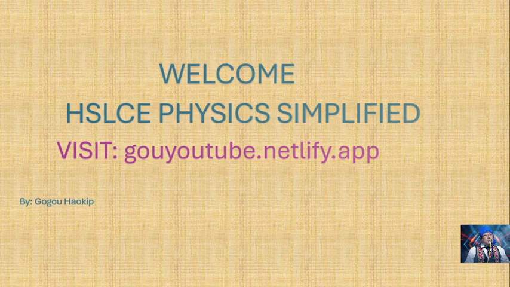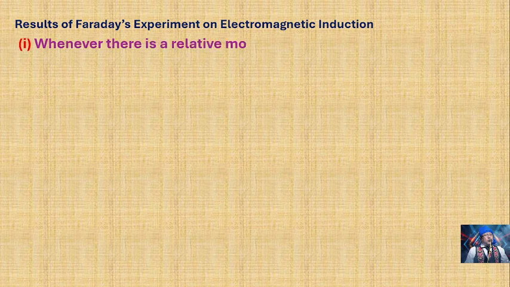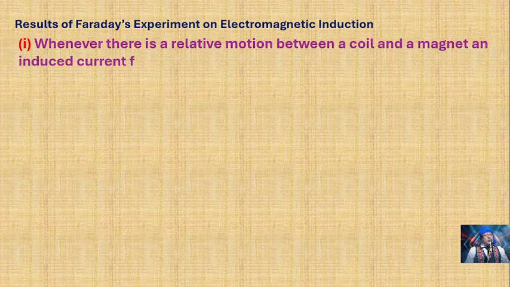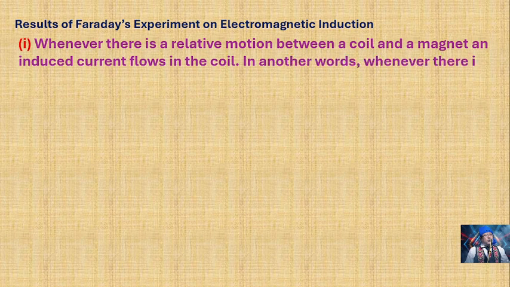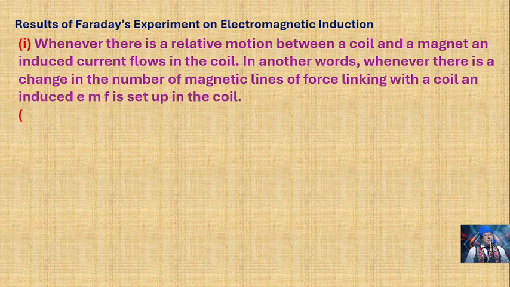Faraday's experiment on electromagnetic induction. The first result: whenever there is a relative motion between a coil and a magnet, induced current flows in the coil. In other words, whenever there is a change in the number of magnetic lines of force linking with a coil, an induced EMF is set up in the coil.